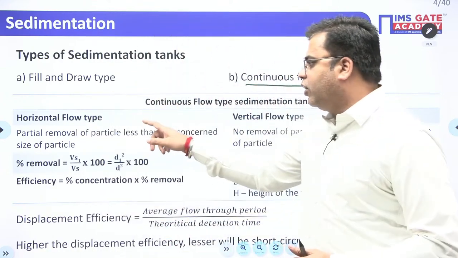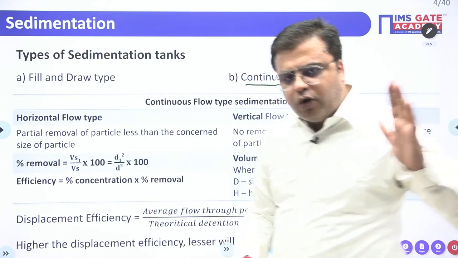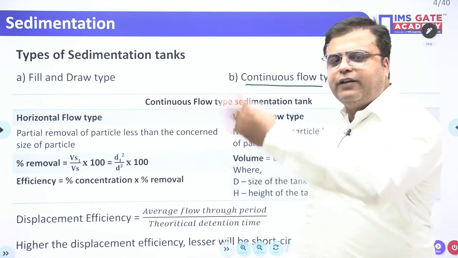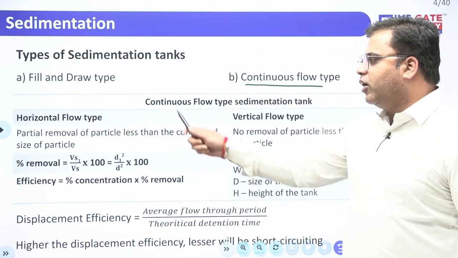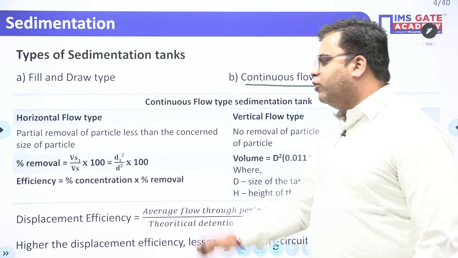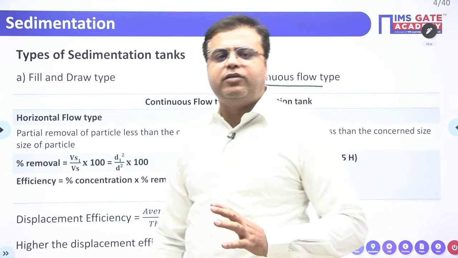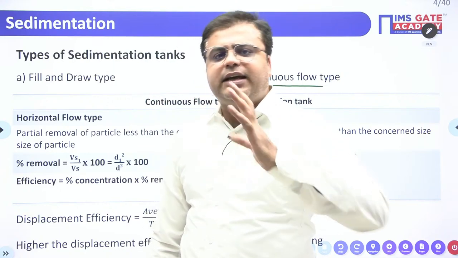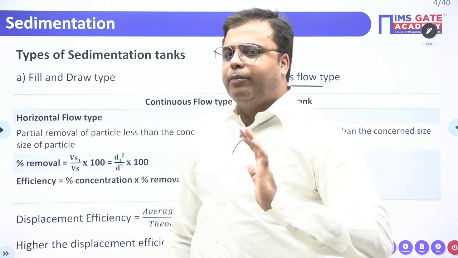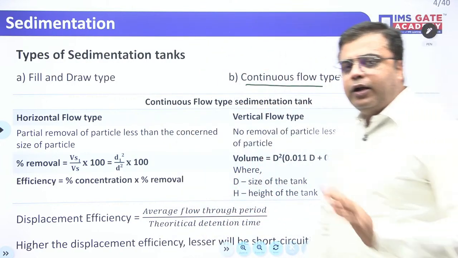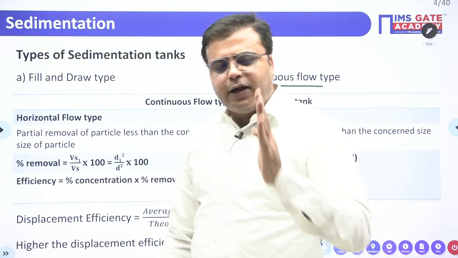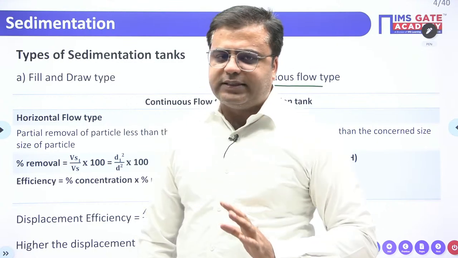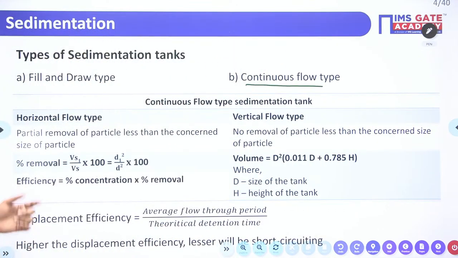First one is known as the horizontal flow type tank, in which the flow is in the horizontal direction. The second one is the vertical flow type tank, in which the flow is in the vertical direction. For the horizontal flow type tank, partial removal of particles smaller than the concerned size happens. You will see that the particles which are less than the concerned size are partially removed. But for the vertical flow type tank, no such removal happens. Only particles of size equal to or greater than the concerned size will be removed from the system, right?